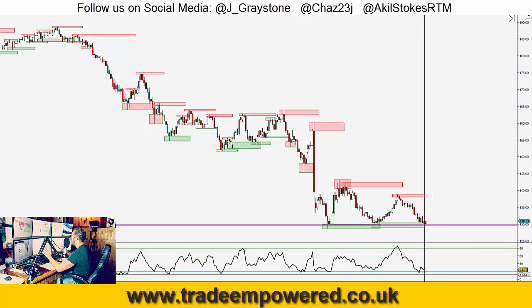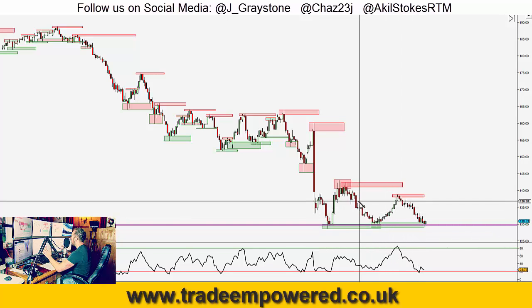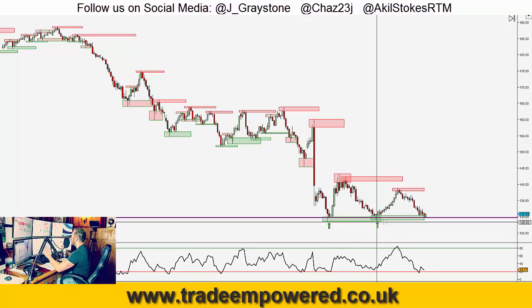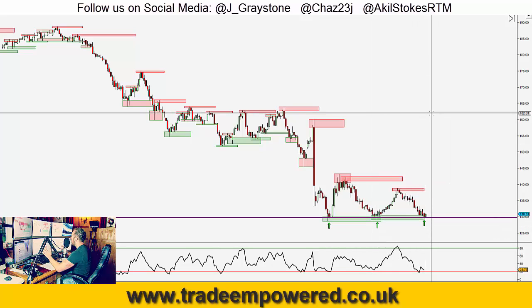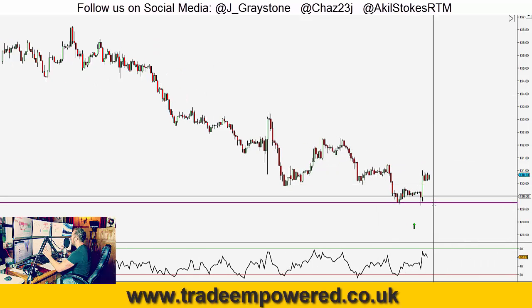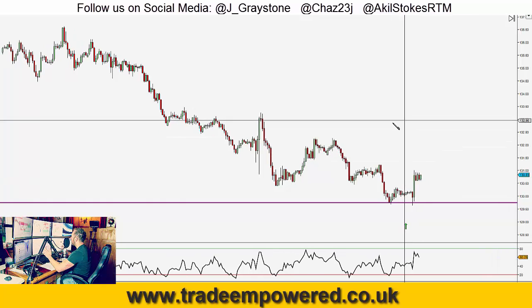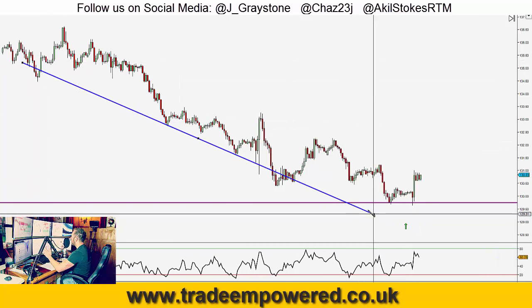RSI has gone oversold down here, and we're at previous structure support. So 1, 2, 3. Okay. So you might be looking for a CTS style trade or a double bottom. We've actually put in a double bottom here at market. So you can see that we were bearish.